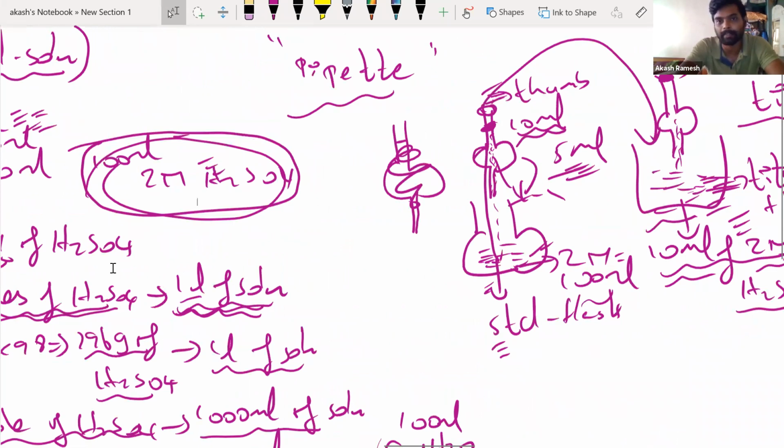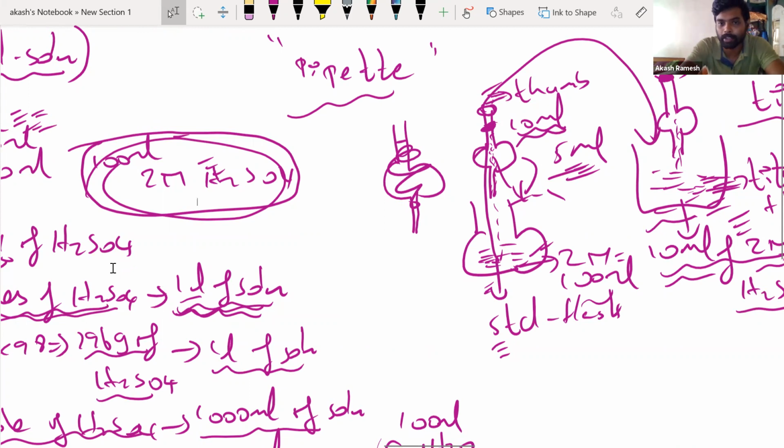The pipette will be like this. There'll be an opening at the top and an opening at the bottom. Again, there'll be a marking. Depending on the pipette, the volume will be different. It can be 5 ml, 20 ml, 30 ml, 10 ml, anything depending on the pipette. So what do you do now?